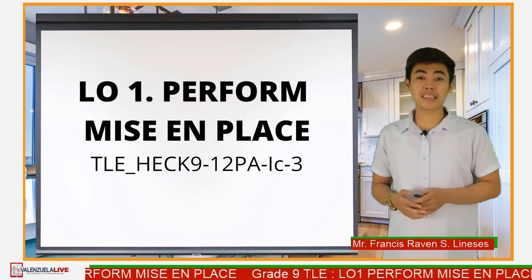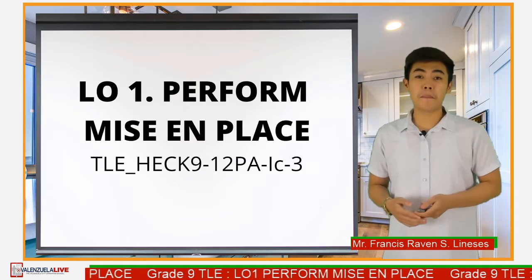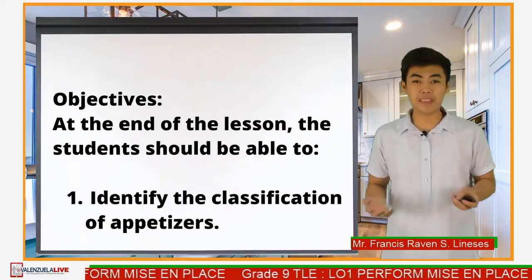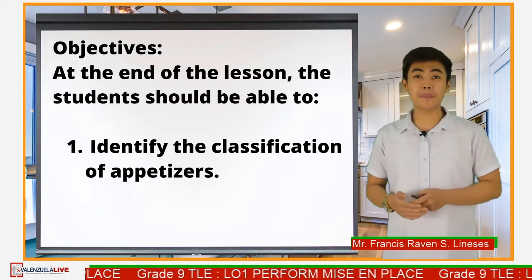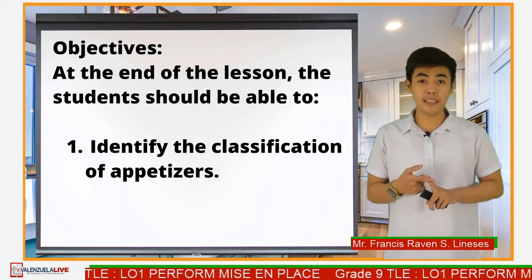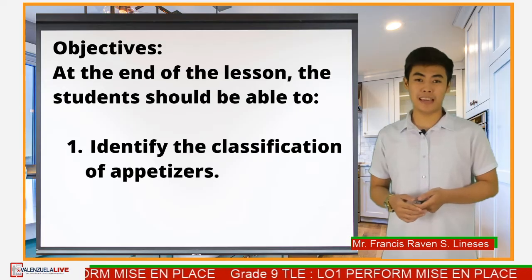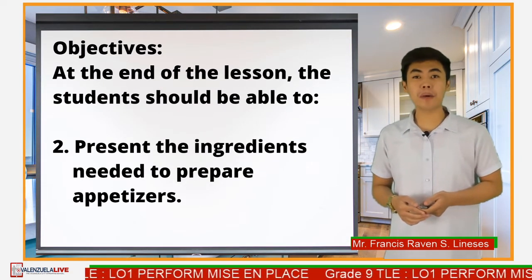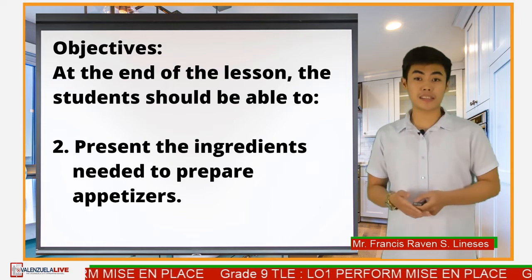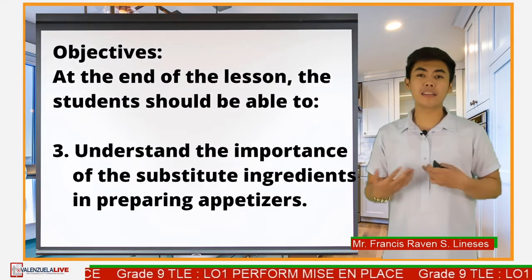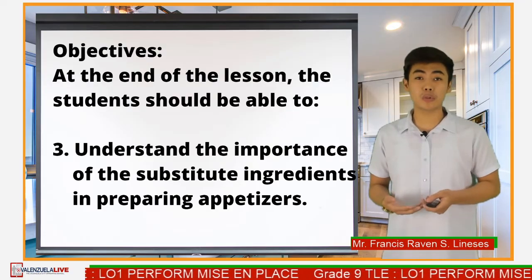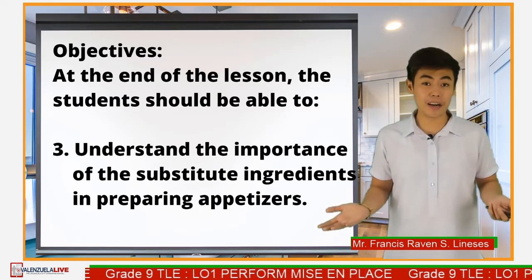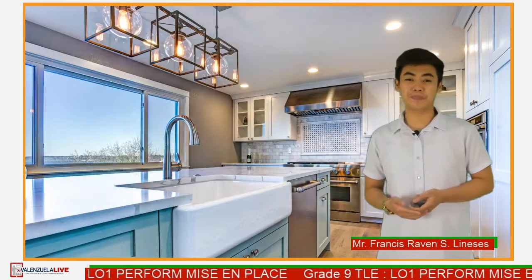Today, we will discuss LO1. And here are the objectives. At the end of the lesson, the students should be able to: number 1, identify the classification of appetizers. Number 2, present the ingredients needed to prepare appetizers. Then number 3, understand the importance of the substitute ingredients in preparing appetizers. Is that clear, learners? Okay, good.